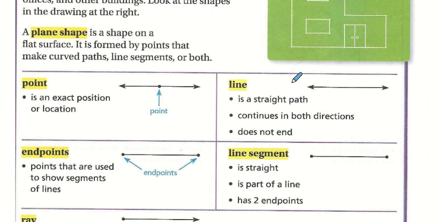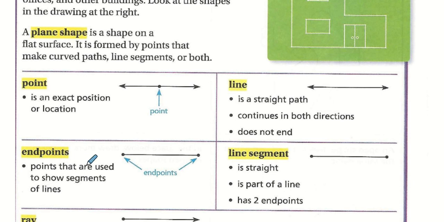A line over here, a line is a straight path, so it has to be straight, not curved. Okay, and it continues in both directions. That's why there's arrows on the end. Okay, it will never end. It's going to continue on in both directions forever. And they put those arrows on there to show you.